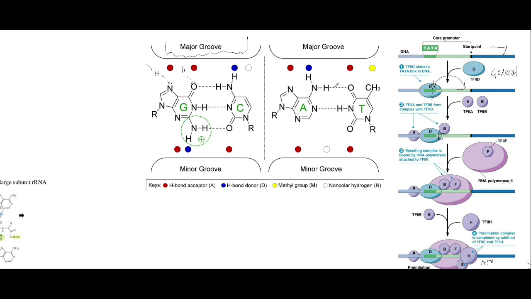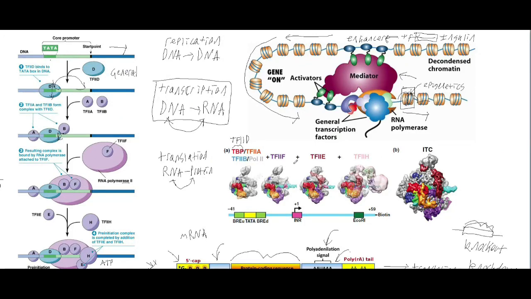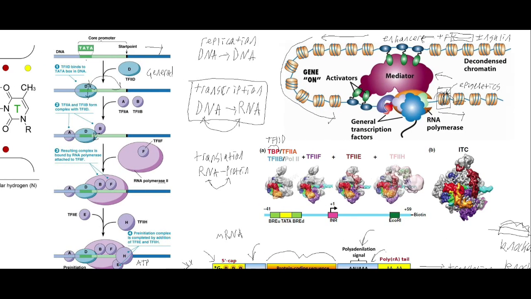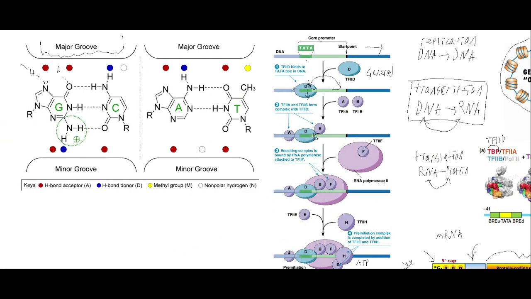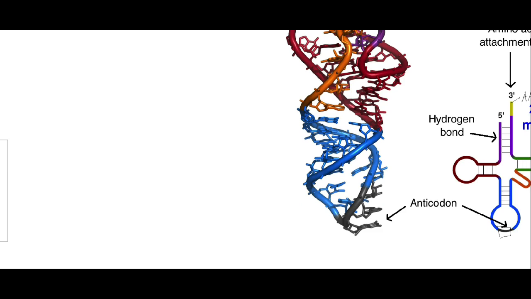And so that's how things like the RNA polymerase can read, or that's how something looking around on the DNA can actually find out where a certain sequence is by probing inside of that major groove. Anyway, we were talking about the tRNA.